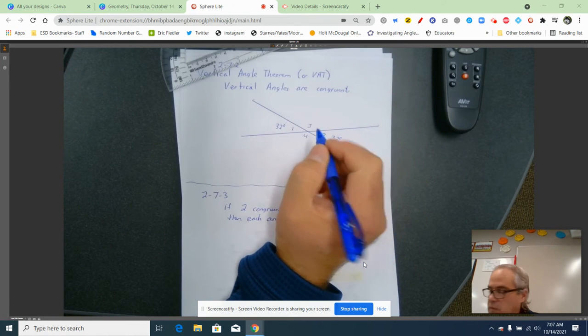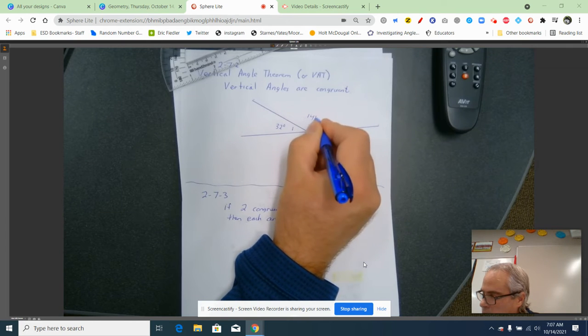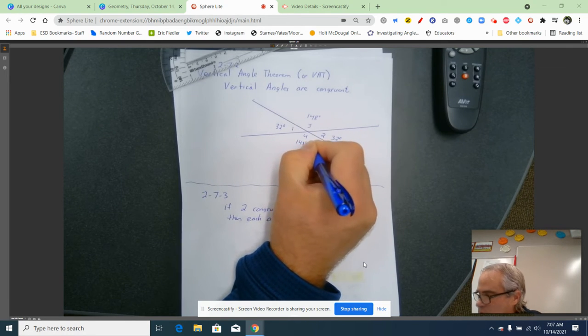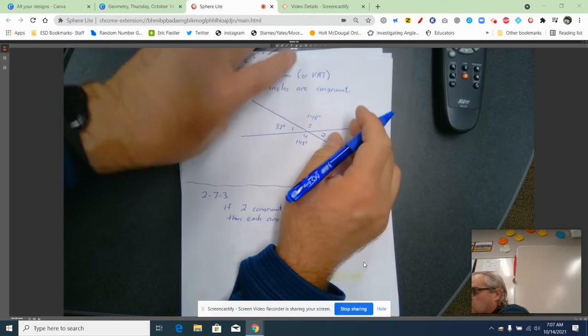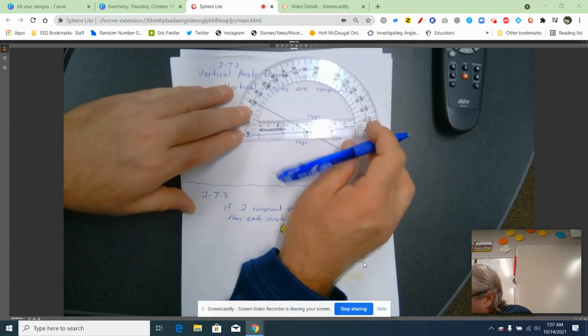And if I measured these two angles, angles 3 and 4, I would get, let's see, what's 180 minus 32? 148 degrees for both, 148. Let's just check one of them. I'm not going to check both of them. Let's just check one and see if 148 is in the ballpark.